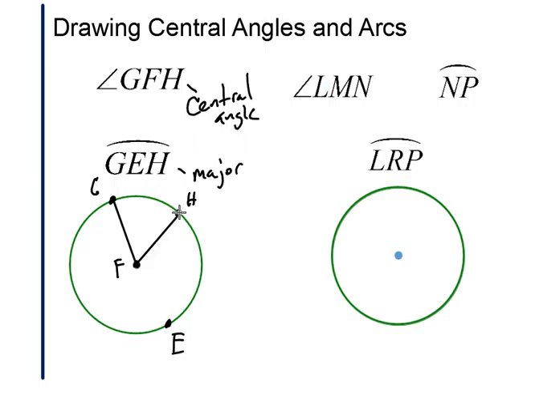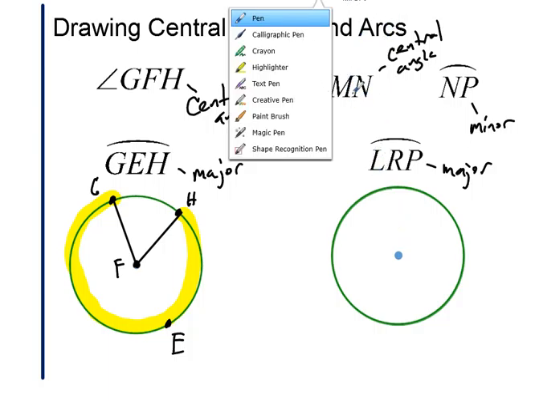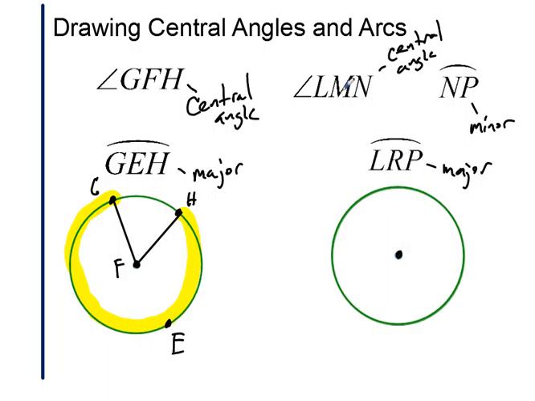Let's see if it works out. G, F, H looks like a good central angle. And let's check our arc. Our arc of G, E, H does look major. This looks good to me. In our second example, we're given another central angle as well as a minor arc and a major arc. So let's first place our correct center. Center of the circle is the center letter of our central angle name, which is M. We need to make sure around M we're also going to have an L and an N.